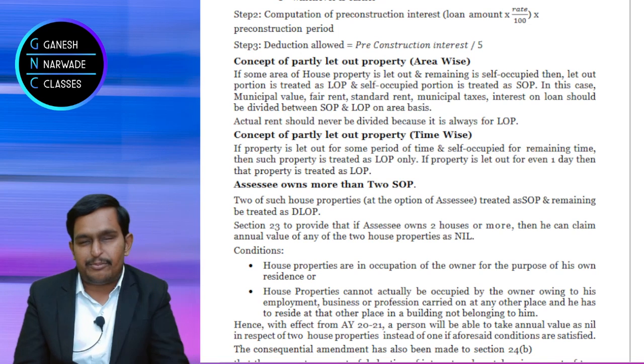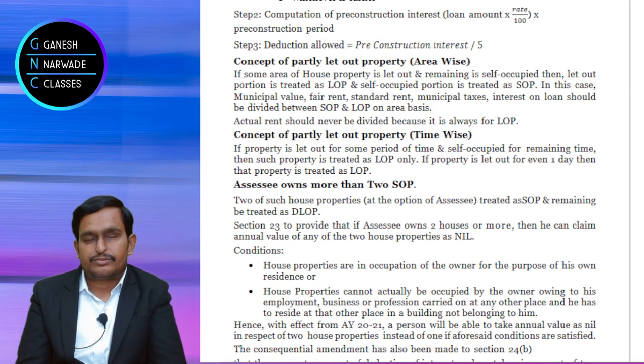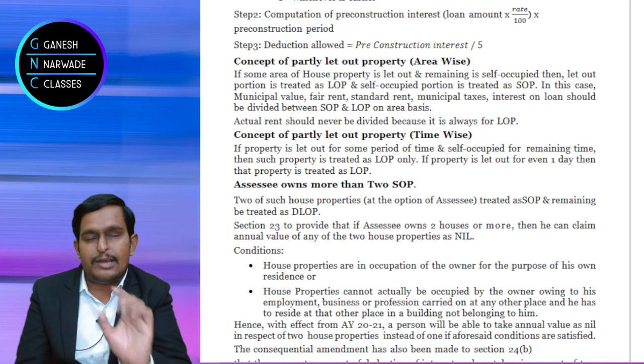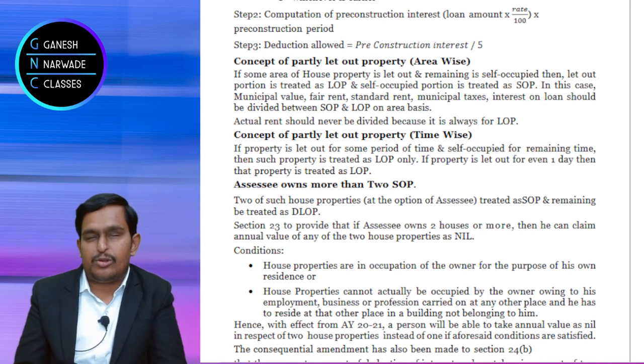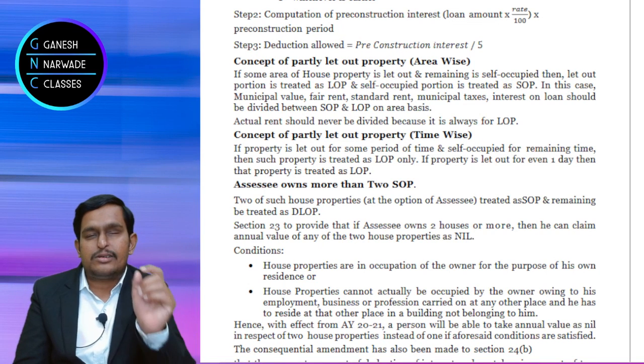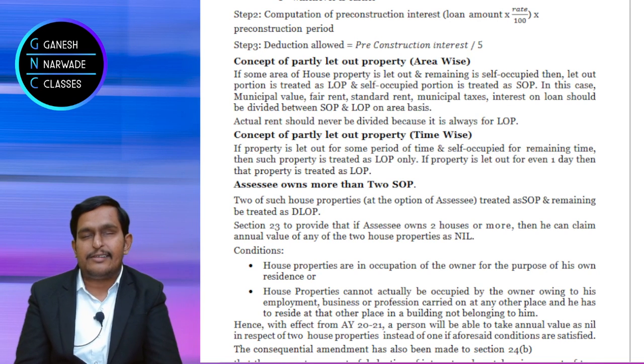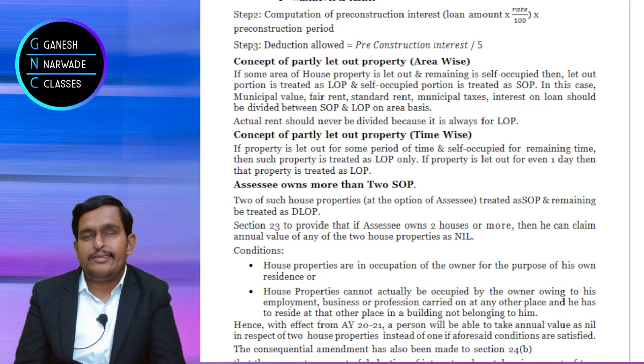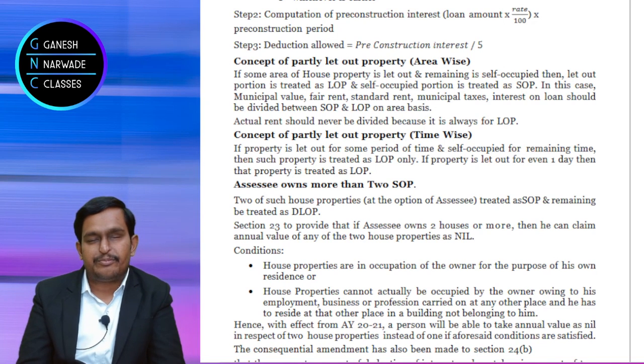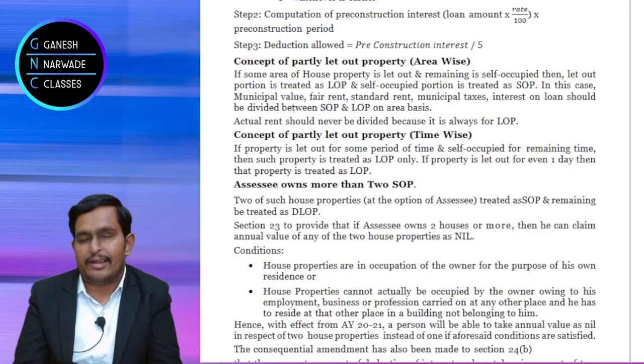Suppose, for example, you may get in the question that 8 months it was self-occupied, 4 months it was let out. So this is partly let out time wise. Then what will we do? Simple as that, no need to worry, right? Government considers it to be let out property only, and your GAV will be computed as if it is let out for the period. So your fair rent, municipal rent, whichever is higher, for 12 months you will check.